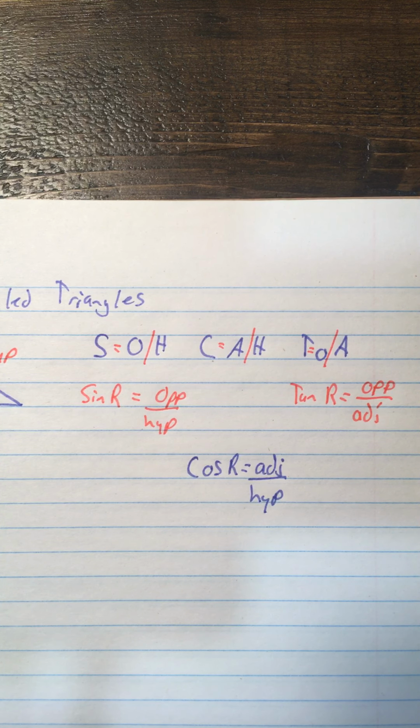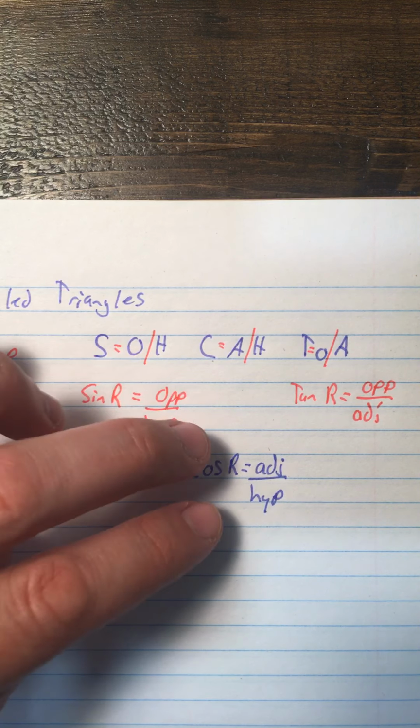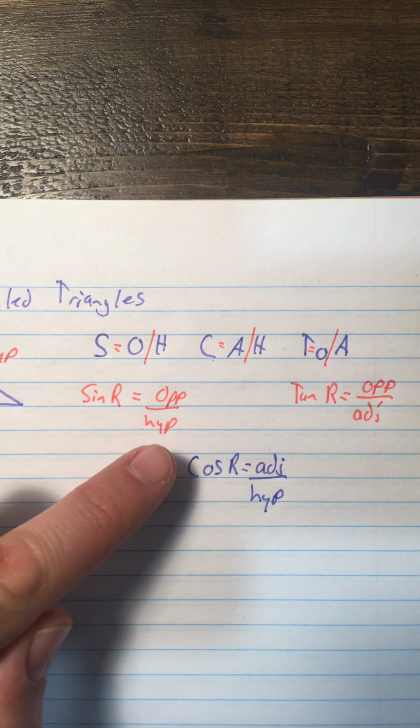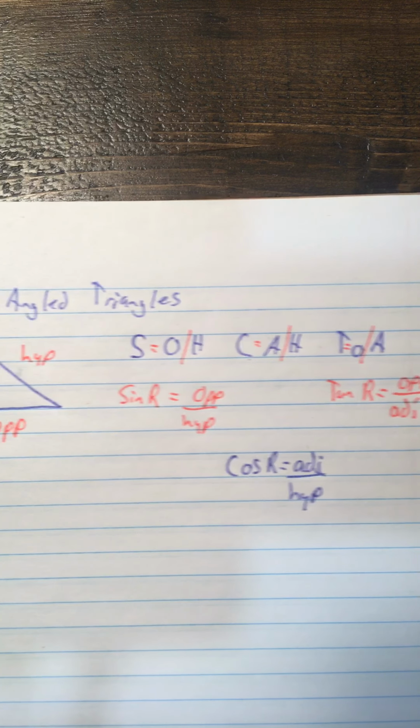So in all of these, you're going to be given one side and you have to find the other. You're only going to need two at a time, so that's going to determine if you use sine, cosine, or tangent. Okay? Let's jump into example one here.